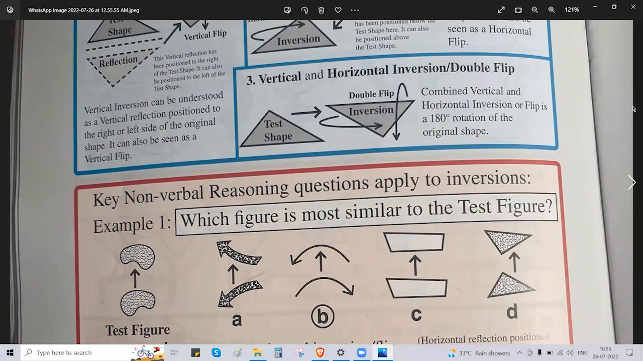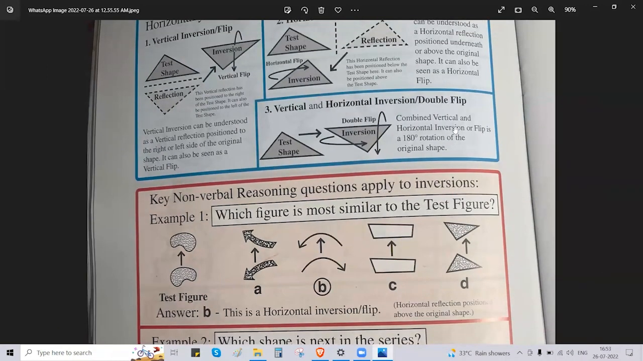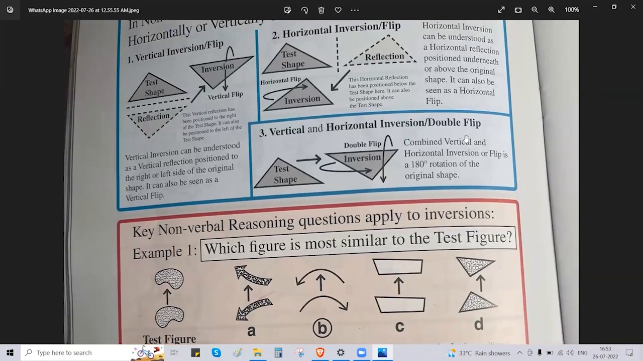It says example 1, which figure is most similar to the test figure? Yes. So what do you understand by reading the question? I understand from reading the question that we'll have to find the shape that's most similar to the test figure. The test figure has a horizontal flip, so we'll have to find a shape from the options that has a horizontal flip, which I can spot already, which is B. Yes. And how do you know that it's a horizontal flip?